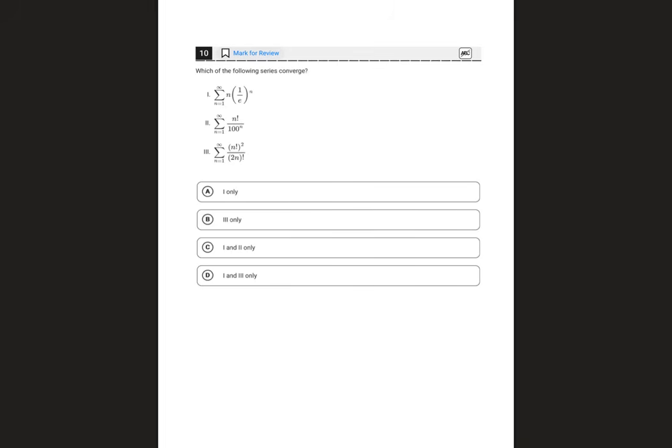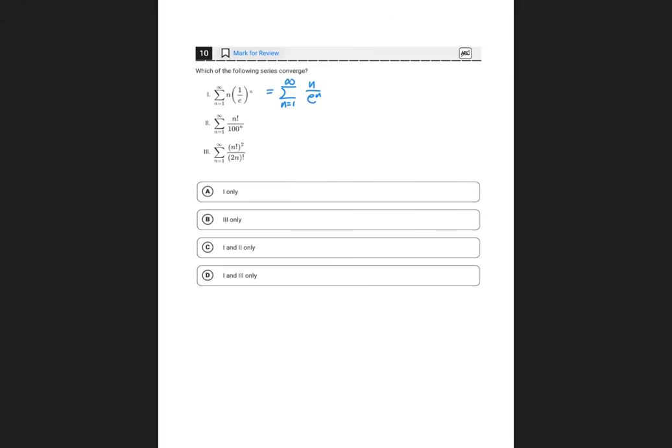Okay, which of the following series converges? Okay, so we'll just go one by one. All right, so the top one, we can kind of maybe even rewrite it. This n exponent will distribute to the top and bottom. So 1 to the n is just 1, and then the bottom will be e to the n. So this is 1 over e to the n. And this is the same thing as 1 over e to the n times n. That's n over e to the n.